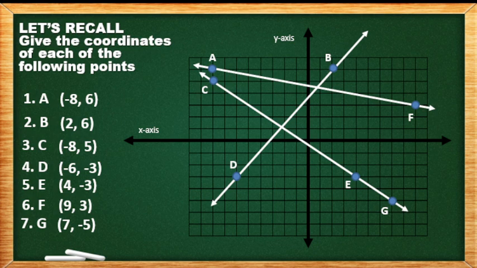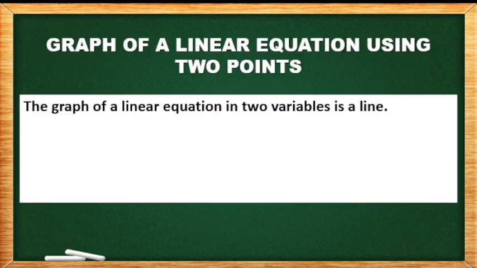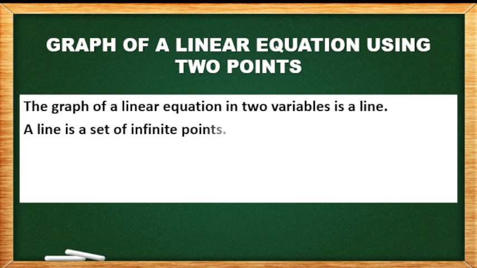Graph of a linear equations using 2 points. The graph of a linear equation in 2 variables is a line. So, ibig sabihin, pag meron tayong 2 points, then we construct a line. So, big line daw makukuha natin doon. And we all know that a line is a set of infinite number of points. Set of infinite points means madaming points. Pero dalawa lang ang kailangan natin kunin sa kanya para mag-graph na natin yung line or yung linear equation.